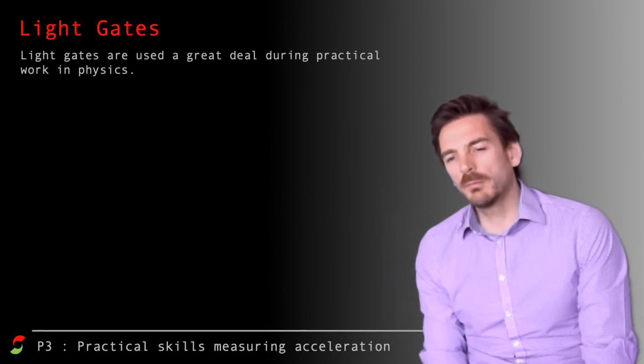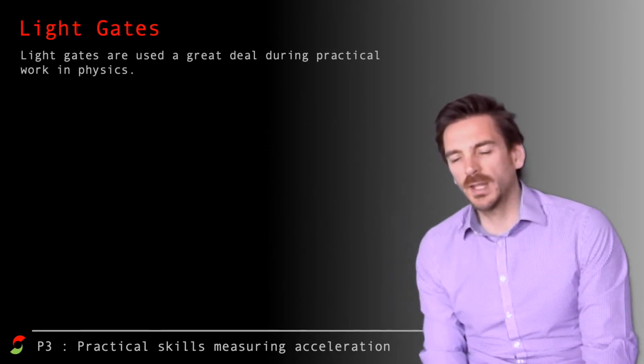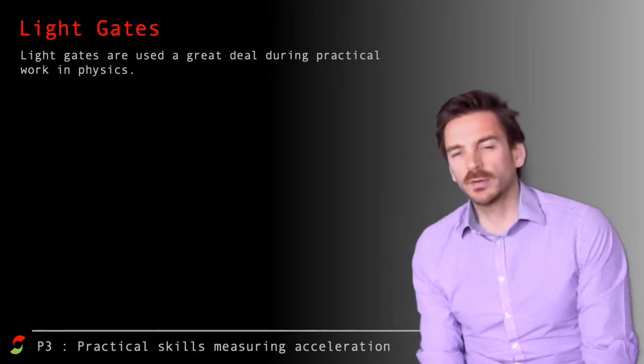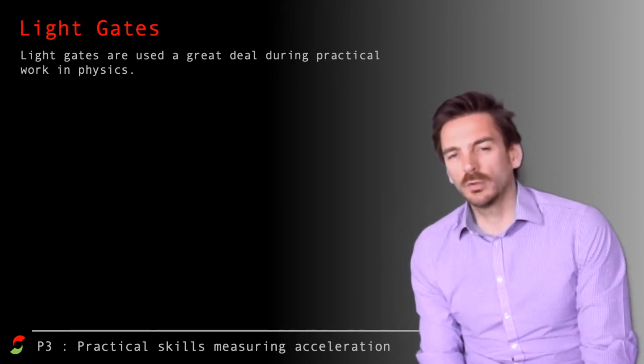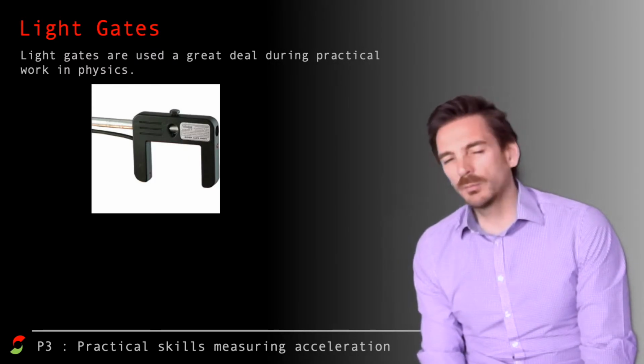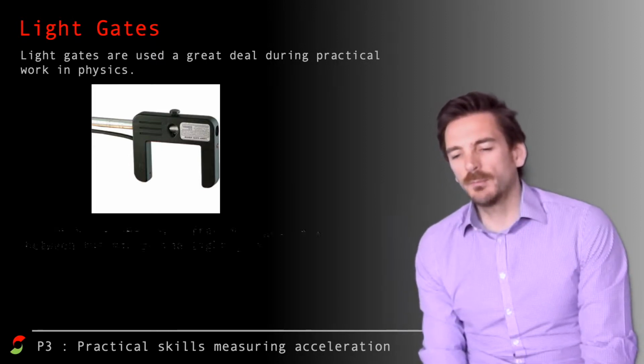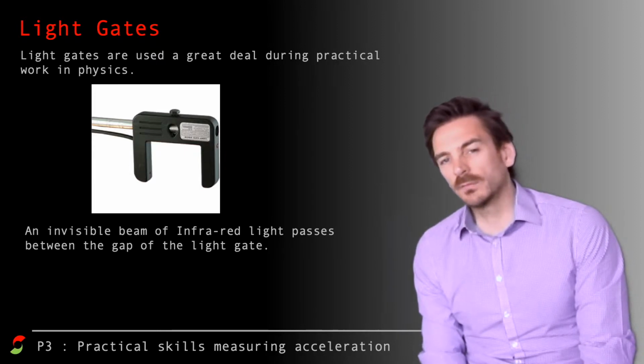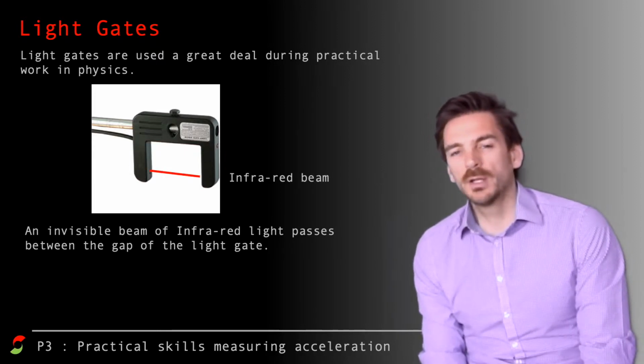So let's do a little bit of a reminder about light gates. Light gates are used a great deal in physics practicals, so it's very important to understand what they're used for and how they work. This is an example of a light gate that you might have seen in the physics laboratory. But what might not be clear is that there's actually an invisible beam of light that passes between the gap, and that's in the infrared spectrum.